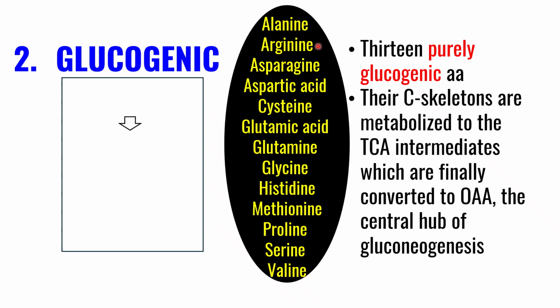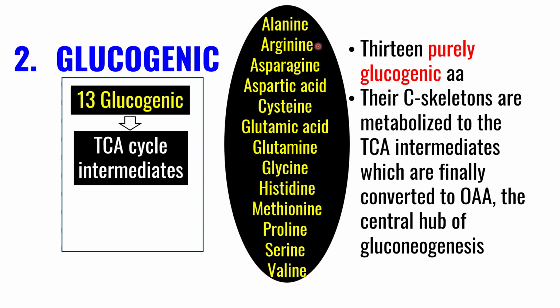Why are they called glucogenic? The reason is that their carbon skeletons are metabolized to TCA cycle intermediates, which finally are converted into oxaloacetate. And as you know, oxaloacetate is the central hub of gluconeogenesis. Therefore, these amino acids are called glucogenic amino acids. So they enter the TCA cycle as intermediates, which are finally converted into oxaloacetate, which serves as the non-carbohydrate precursor or substrate for glucose production.